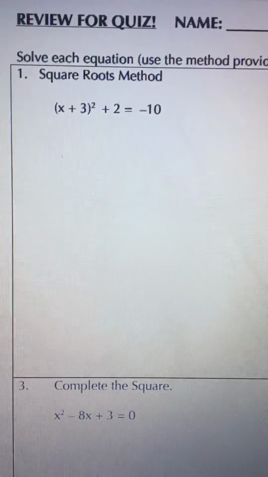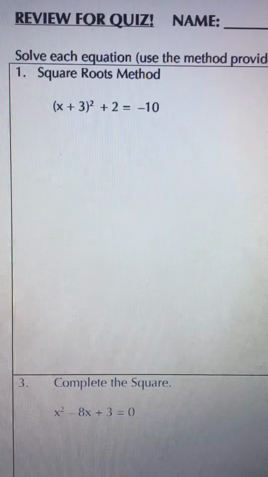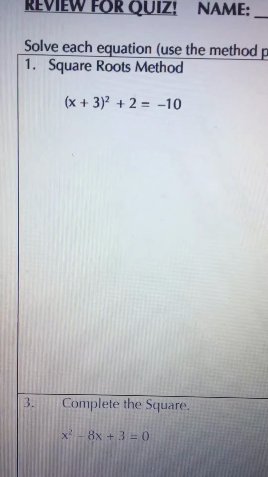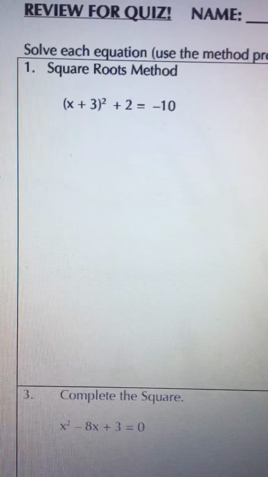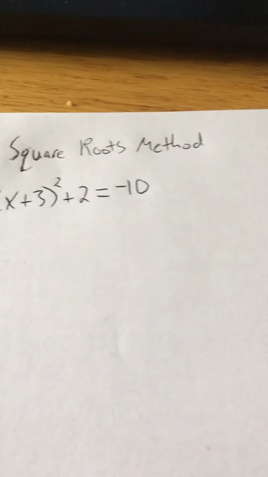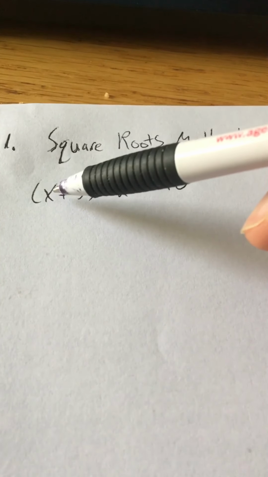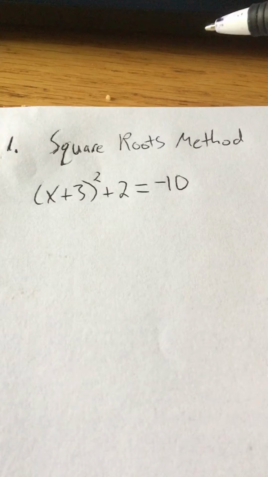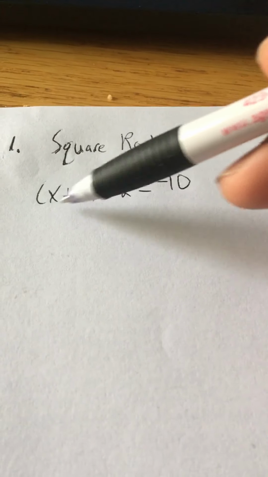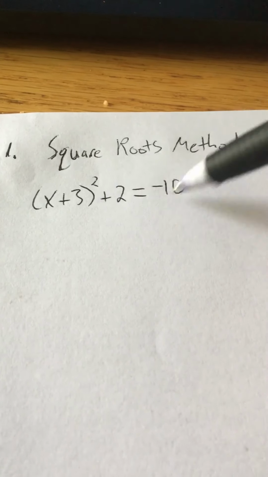Pay attention. It's actually quite simple, but if you haven't seen it before, you need to look at an example. Here it is. You got parentheses x plus 3 squared plus 2 equals negative 10. That's my computer screen, so I'm going to move it down here where I can do the work with you. Here's the square root method. Just like any time you're trying to solve for a variable, you want to get it by itself. That's our goal. But you can't get it by itself right now because x plus 3 is in parentheses, being raised to power 2. You got to do first things first.